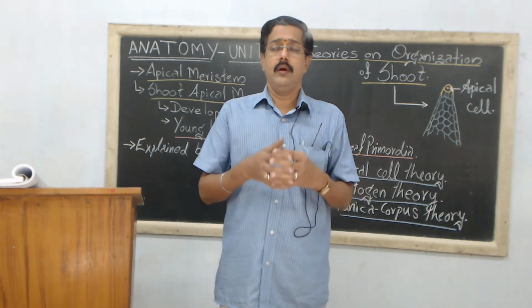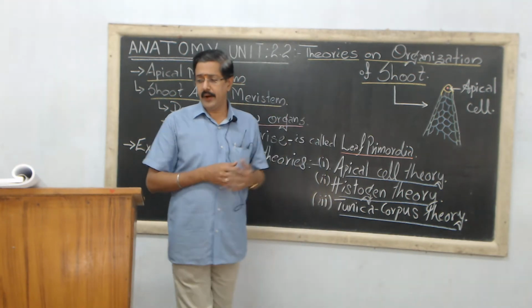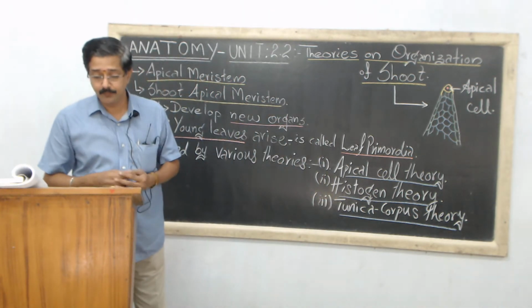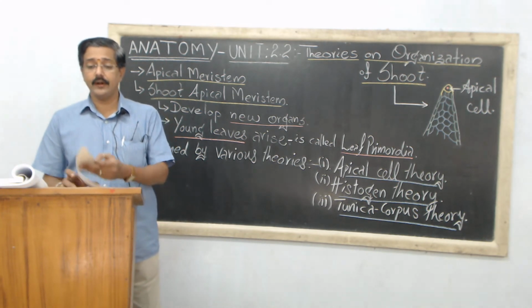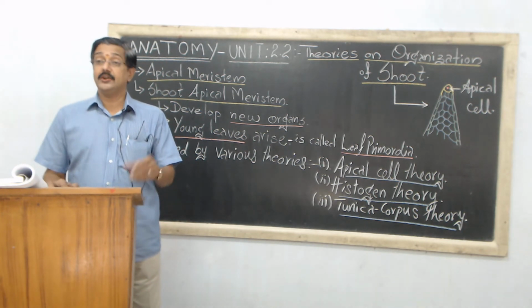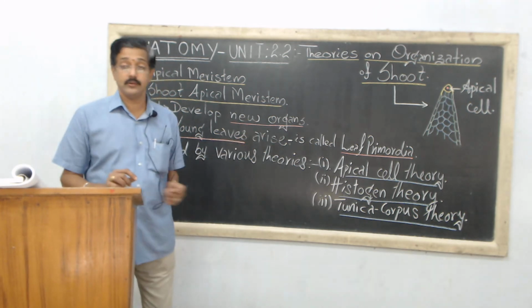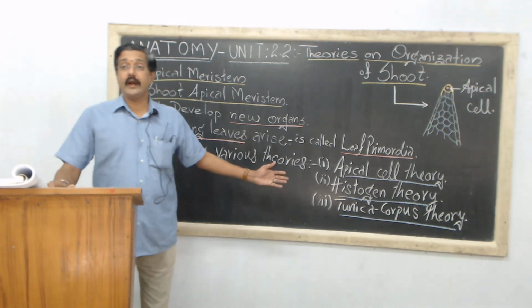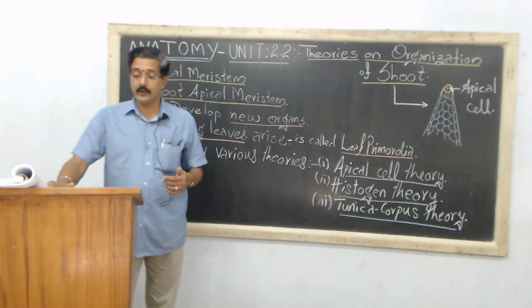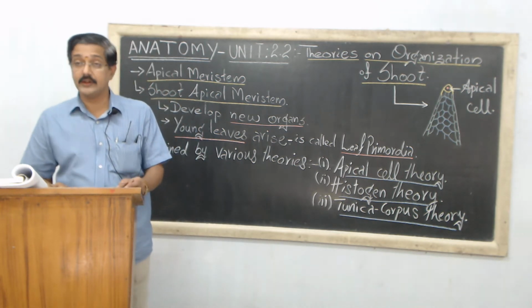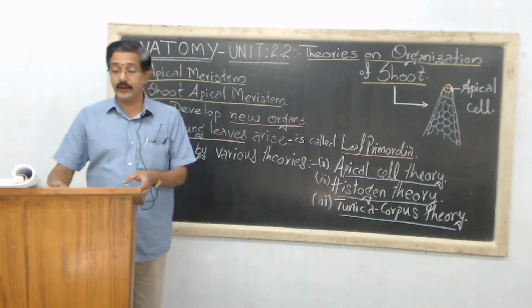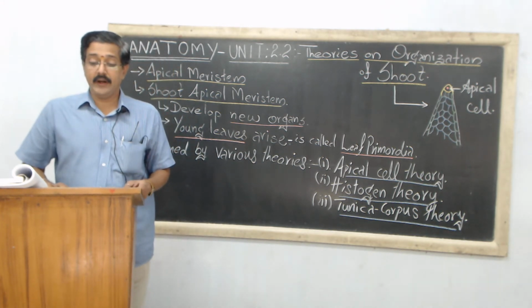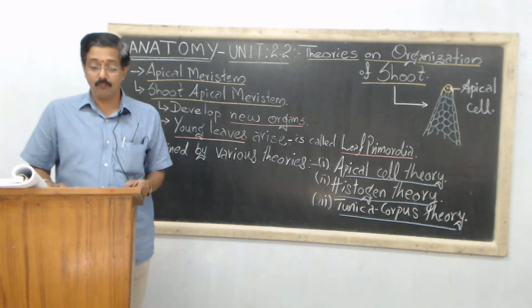So, the three theories were proposed by various botanists, and here you can see the first, apical cell theory, which was proposed by Nageli in 1878, and the second one, the histogen theory, proposed by Hanstein in 1868, and similarly the third one, the tunica corpus theory, suggested by Schmidt in 1924.